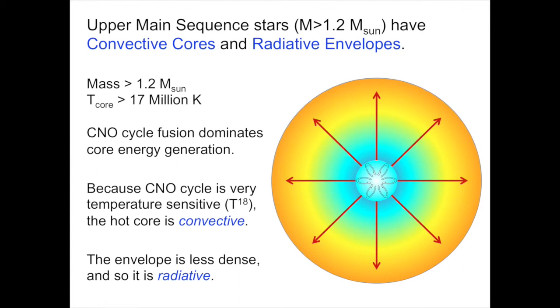Once we get to the lower main sequence, it's this combination of, am I getting my energy from proton-proton? We have a radiative core and a convective envelope. And the upper main sequence, for 1.2 solar masses and above, CNO cycle dominates. The extreme temperature sensitivity of CNO cycle makes the core convective, the envelope is puffier, and we get radiation photon transport being the most efficient way to transport energy from the center to the edge.